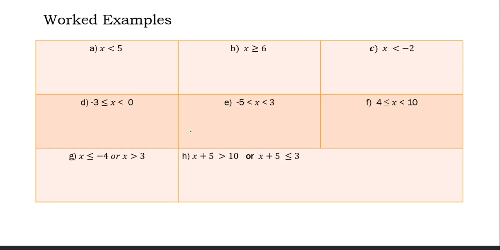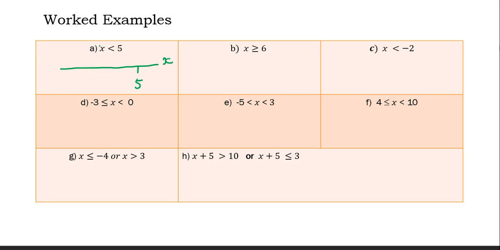So let's try some examples. x is less than 5. On my number line, this is how I normally do them. x is less than 5. Draw your number line. You don't need to draw every single number. I can just say that there's 5 there. This number line represents x, so make sure you label it.